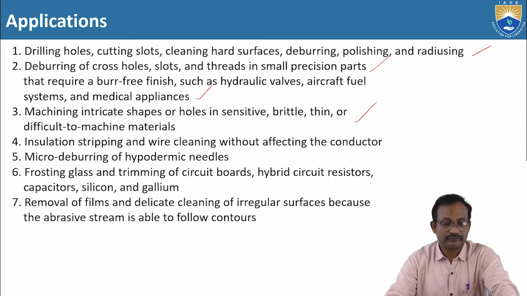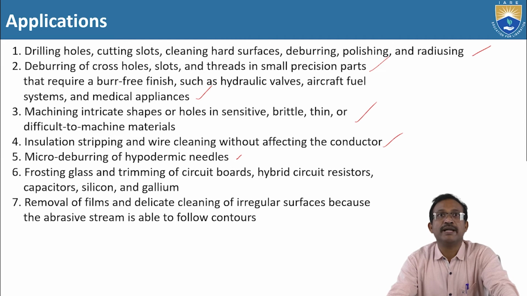Fourth, insulation stripping and wire cleaning without affecting the conductor. Next, micro deburring of hypodermic needles. This is very important. Sixth, frosting glass, trimming of circuit boards, hybrid circuit resistors, capacitors, silicon and gallium. Last, removal of films and delicate cleaning of irregular surfaces because the abrasive stream is able to follow contours.